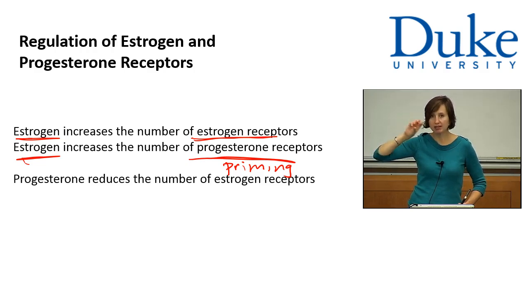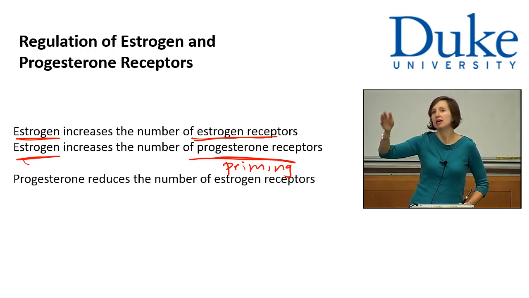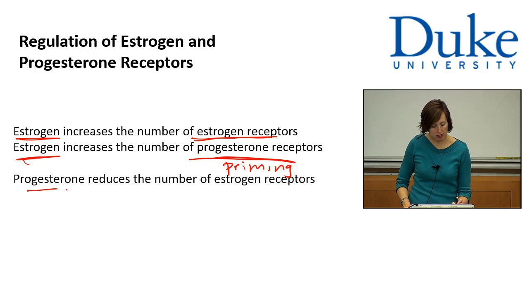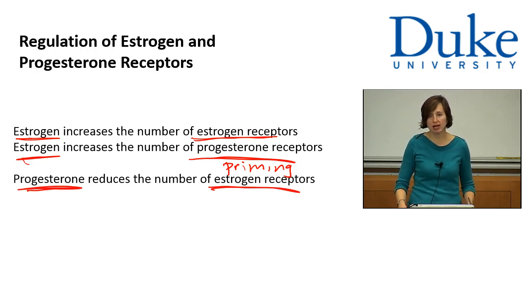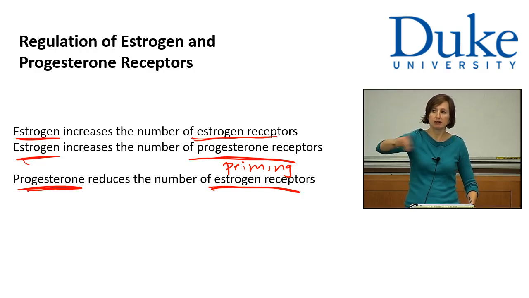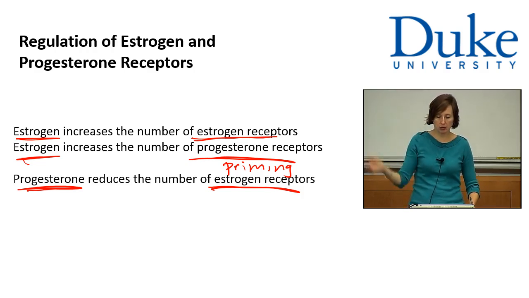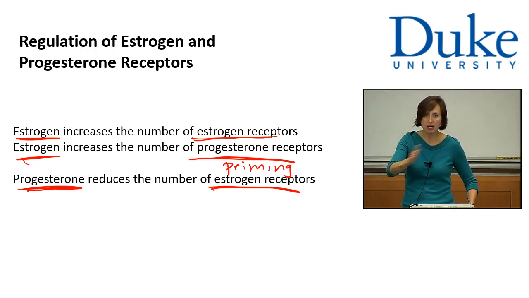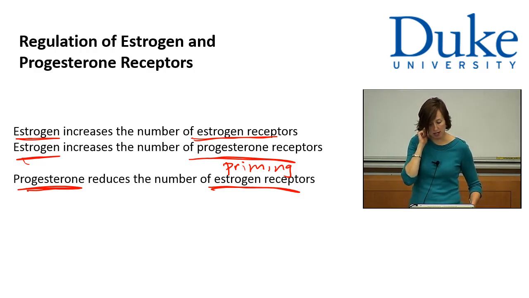Now, you need to stop this somehow because you don't want to keep proliferating. And so progesterone is going to be important because it's going to act to reduce the number of estrogen receptors to stop that process, since we have this positive feedback of estrogen increasing the number of estrogen receptors. Progesterone is going to stop that by decreasing the number of estrogen receptors.